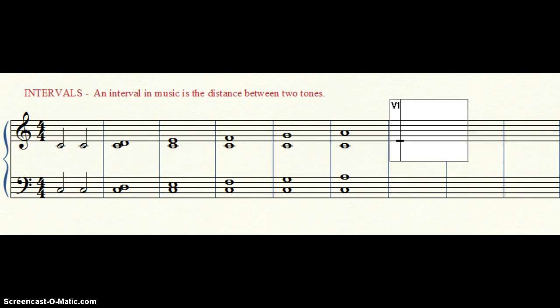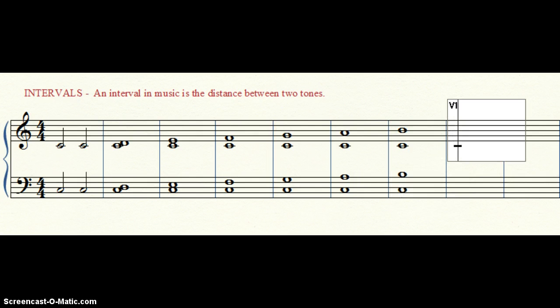Now looking at the interval of a seventh, we'll start with middle C. 1, 2, 3, 4, 5, 6, 7. C to B is the interval of a seventh, and in bass clef, C is 1, 2, 3, 4, 5, 6, 7. C to B natural is a seventh.